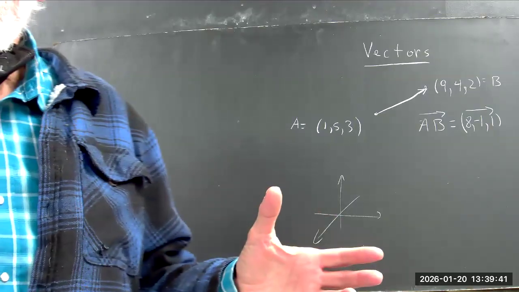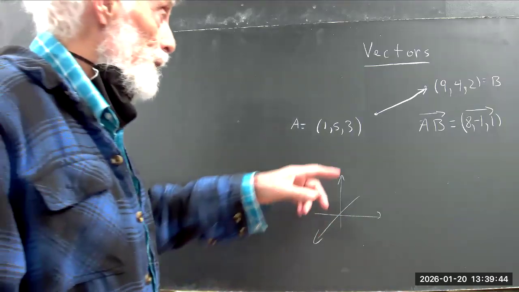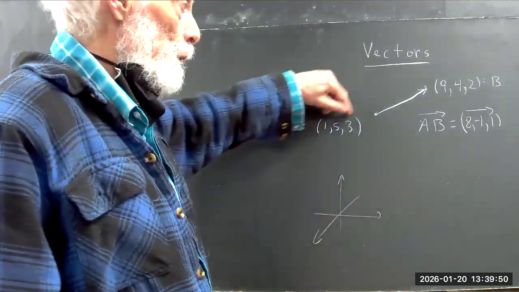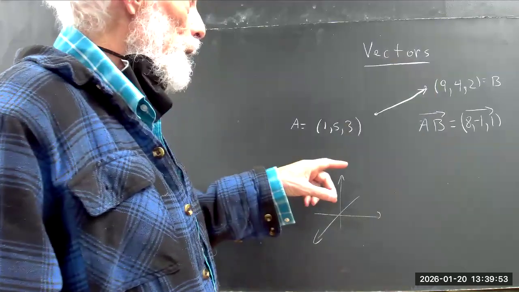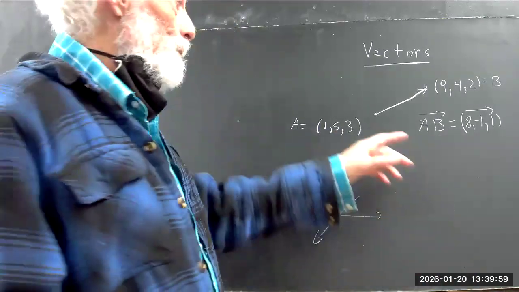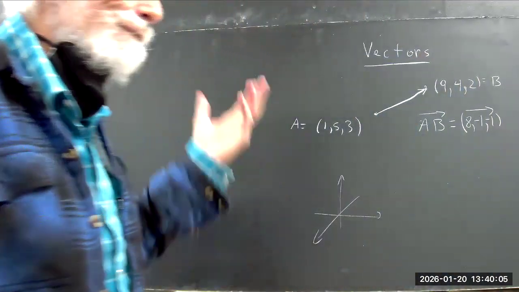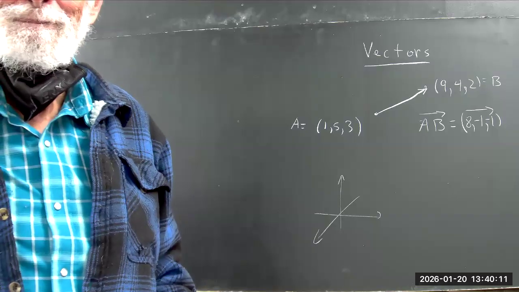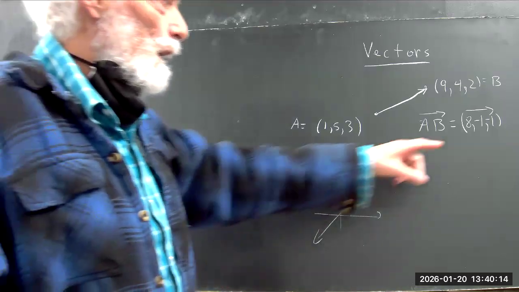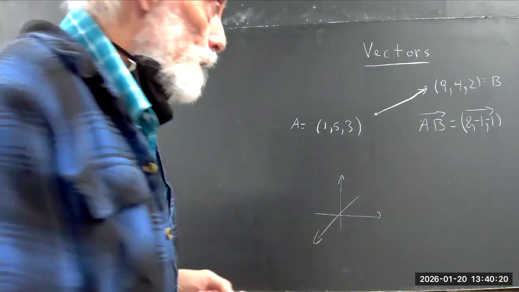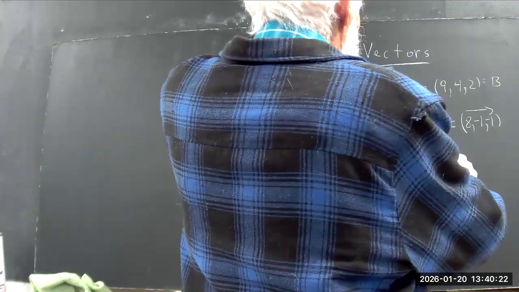Now, does that much make sense? Why 8? Because to get from 1 to 9, you got to go 8 units in the x direction to get from point A to point B. In the y direction, you go from y equals 5 to 4, so you go -1. And -1 to get from 3 to 2. Oh, that should be a -1. Almost 54 years I've been doing this, and that's the first mistake I've ever made. Well, yeah. I make a lot of them, so keep an eye on me. Okay, that makes sense? So that's (8, -1, -1).